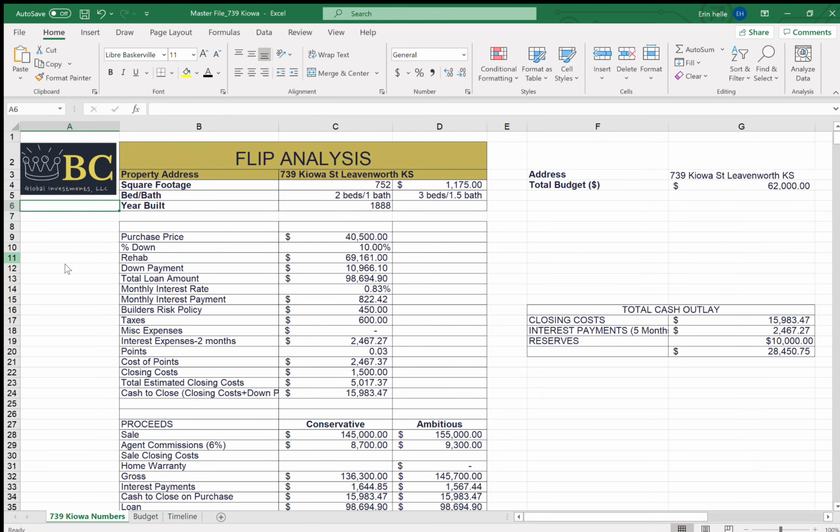Okay, so let's go over the numbers on this flip. This is the most important part of any flip. So the first thing I'm going to show you is our analysis. This is a document that I use every single time that I run numbers on a flip.